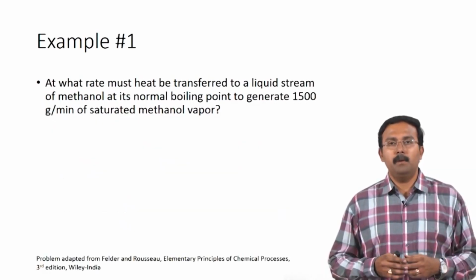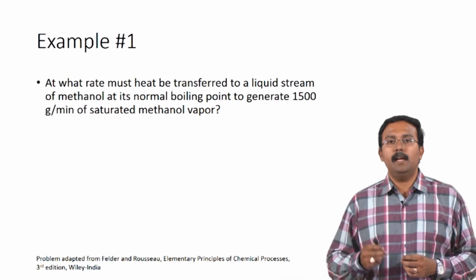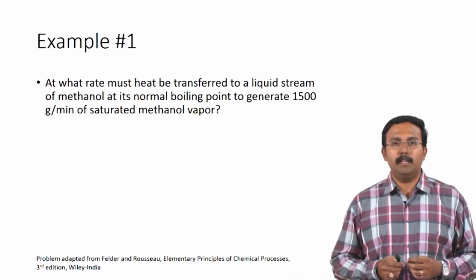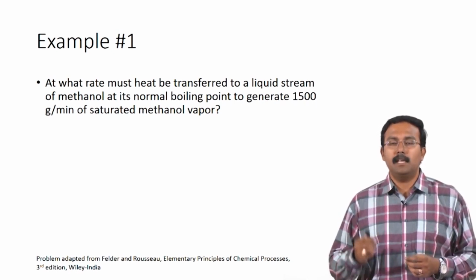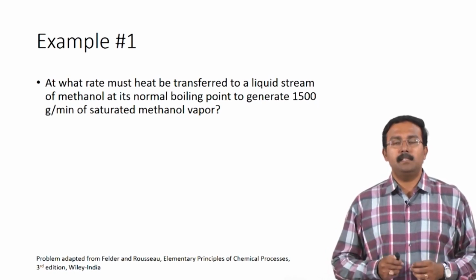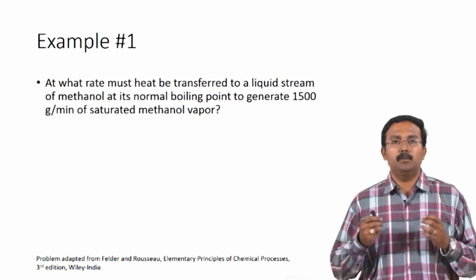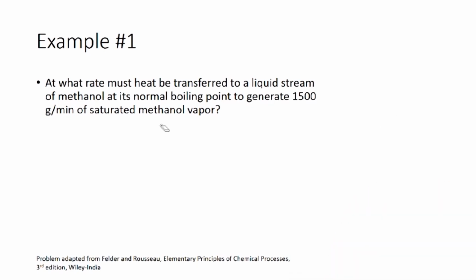So, here is an example problem. This is a very simple and straightforward example problem. You have been asked to calculate at what rate heat must be transferred to a liquid stream of methanol at its normal boiling point to generate 1500 grams per minute of saturated methanol vapor. To calculate this, we need to know the heat of vaporization at its normal boiling point. Normal boiling point would be the boiling point when pressure is 1 atmosphere. The standard heat of vaporization for methanol at its normal boiling point is given as delta H cap V equal to 35.3 kilojoules per mole.